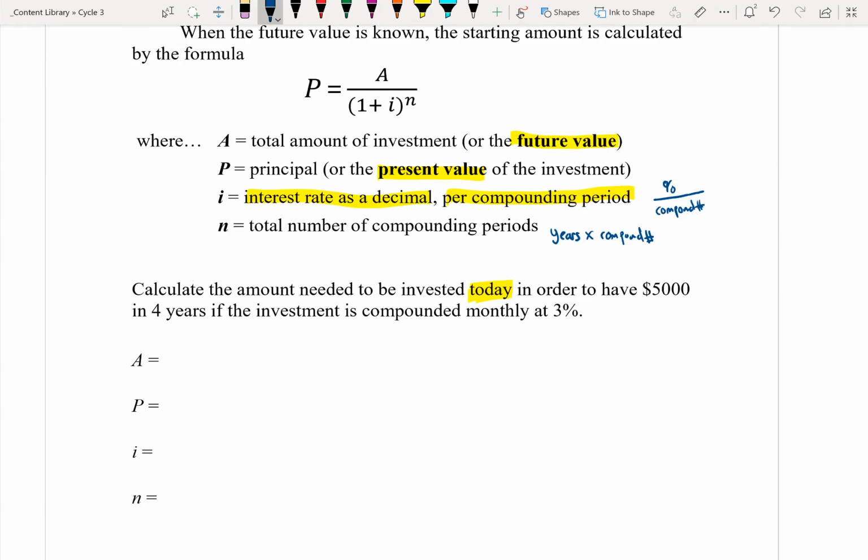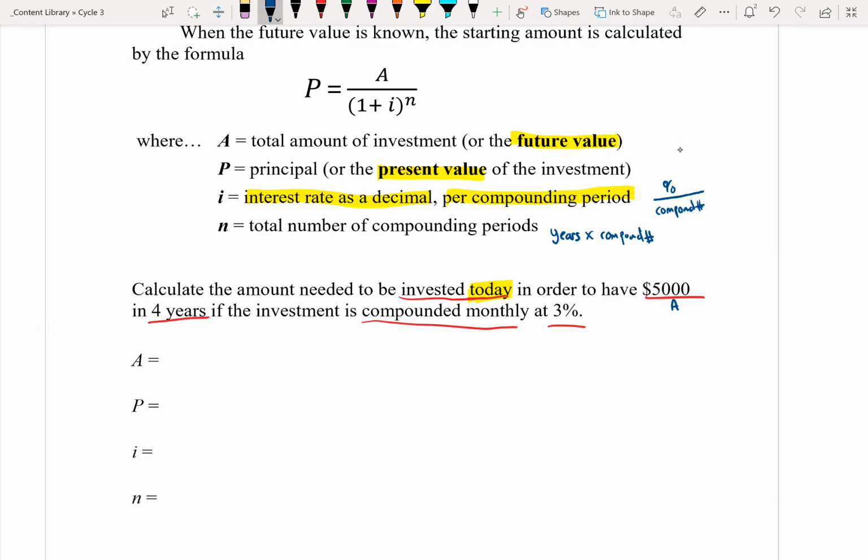Calculate the amount needed to be invested today in order to have $5,000 in 4 years if the investment is compounded monthly at 3%. So again, some key information. We've already talked about investing today. So how much do we need to have today in order to have $5,000 in 4 years compounded monthly at 3%? Those are our key things. What does that tell us?